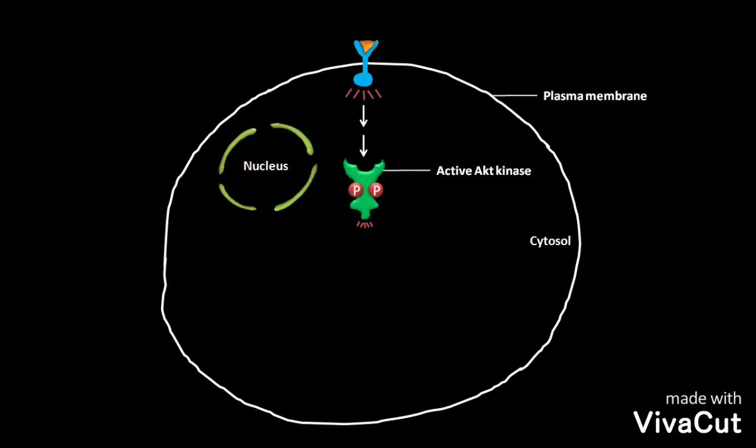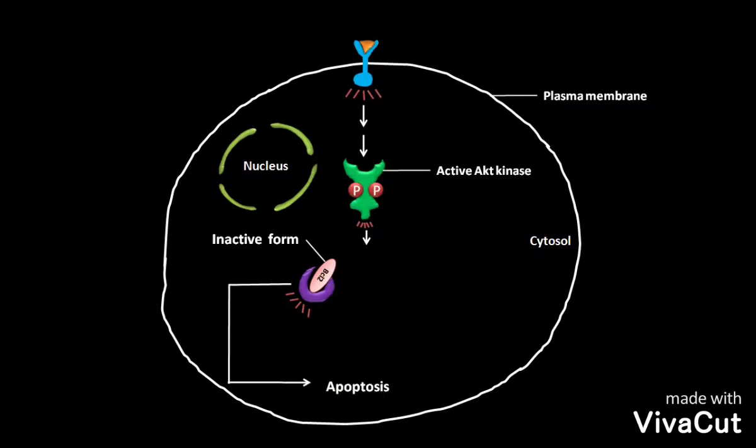BAD is a BH3-only pro-apoptotic BCL2 protein. When BAD is not phosphorylated, it binds to the BCL2. As a result, BCL2 becomes inactive. As a result, BAD promotes apoptosis.